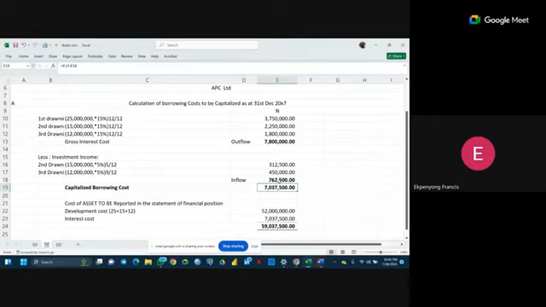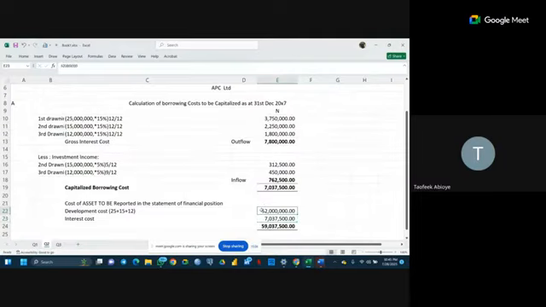Okay. So this 762,500 is less from the 7,800,000. So the value of my asset now, this is where the meaning of capitalization comes in.